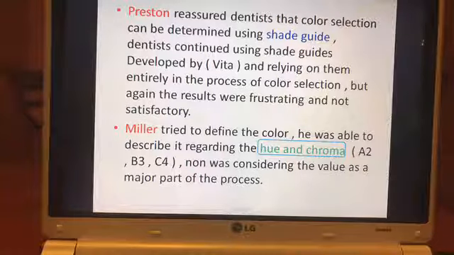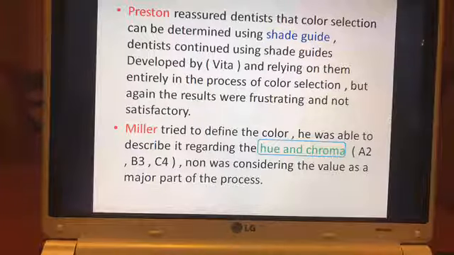Everybody was happy, thinking that finally we solved the problem. But what happened? The results were so frustrating. Why? Because the shade guide doesn't have the same enamel and dentine thickness of the tooth you are dealing with, and it doesn't have the same multichromatic layering of the tooth you are dealing with. It's not a customized shade guide.